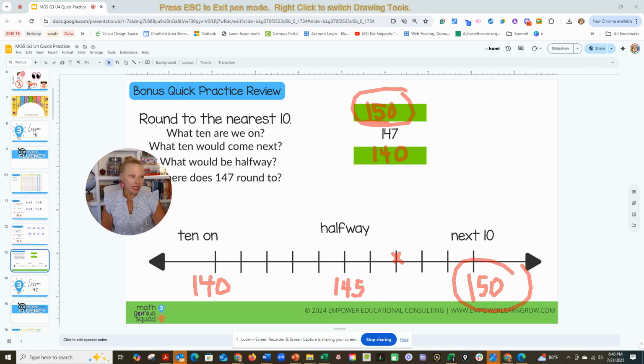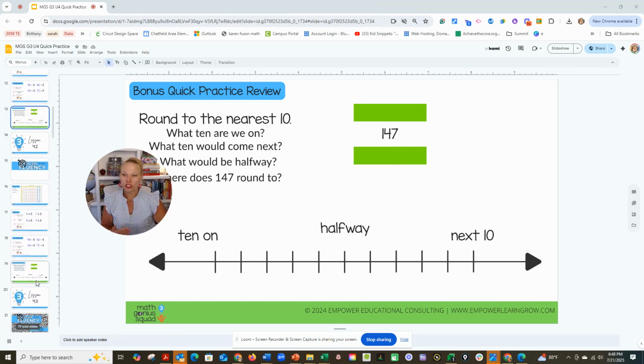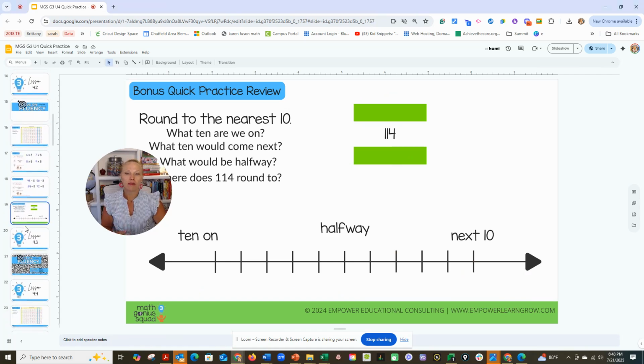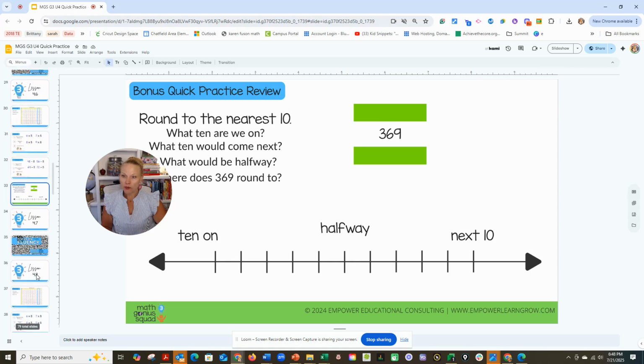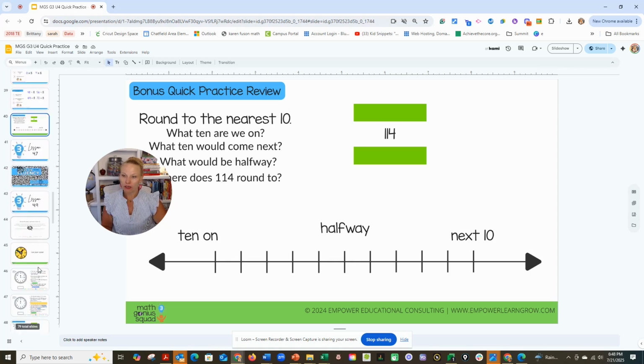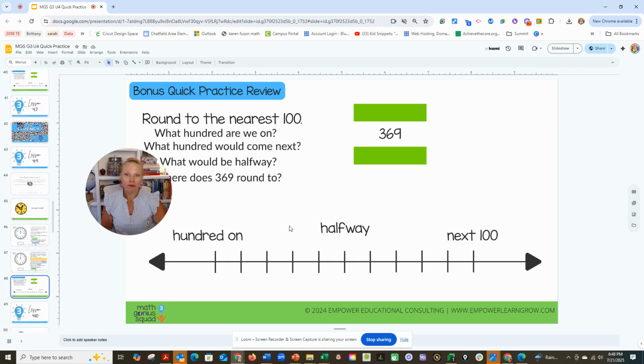Now, they would continue to do that same thing when you get to another rounding slide where now we're talking about rounding to the nearest 100. Let's get to one. There we go. We have one in here. So if I round to the nearest 100, 369. What 100 am I on? 300. What 100 could I be on next? 400. What's halfway? 350. Clap when you think I get to 369.